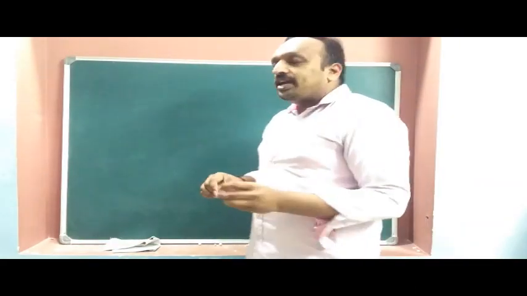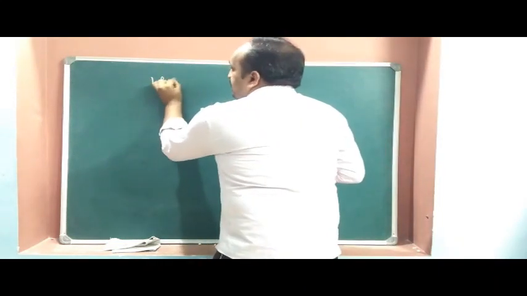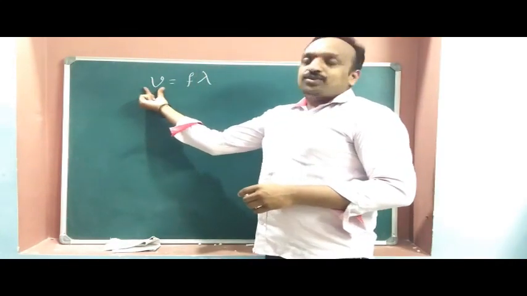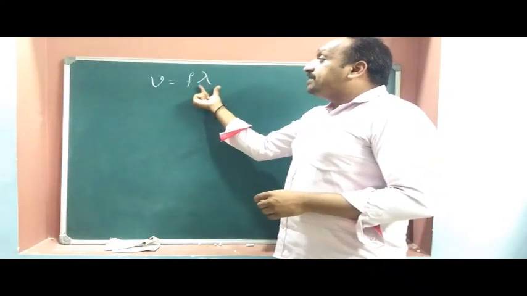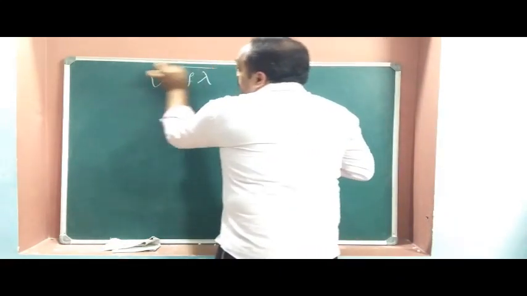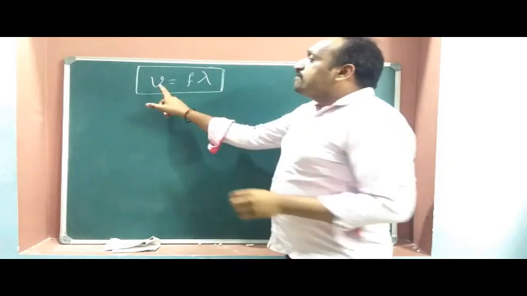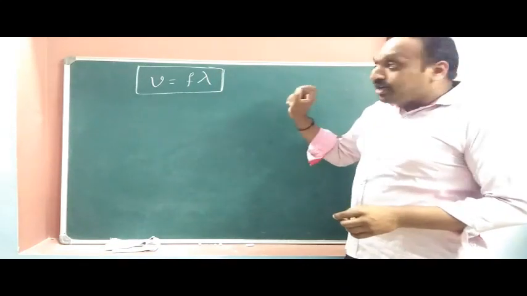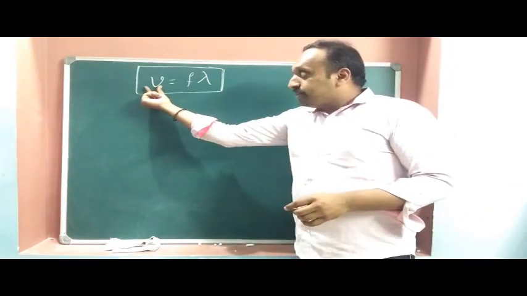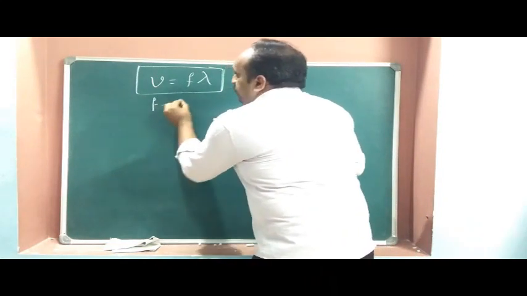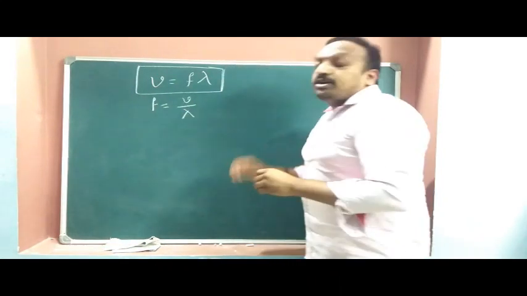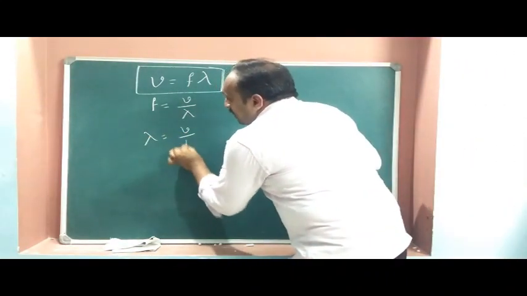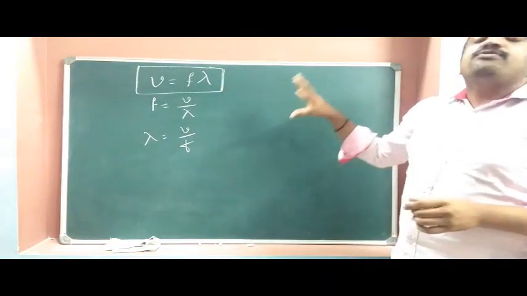Yes, students. Now I will write one equation. Observe. V is equal to F lambda. V is the velocity of the sound wave, F is the frequency, and lambda is the wavelength. I request you to please make a note of this. V is equal to F lambda. With this relationship, we can find the value of velocity, or F is equal to V per lambda, we can find the frequency, or lambda is equal to V divided by F, we can find the wavelength.